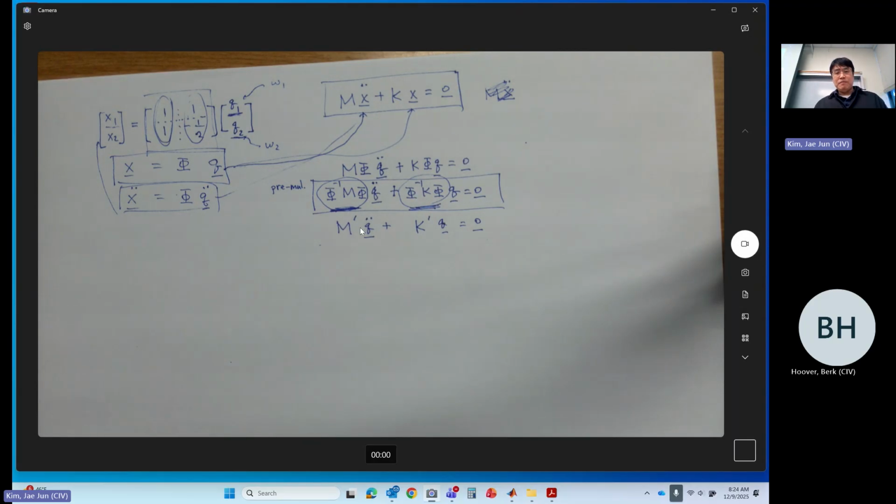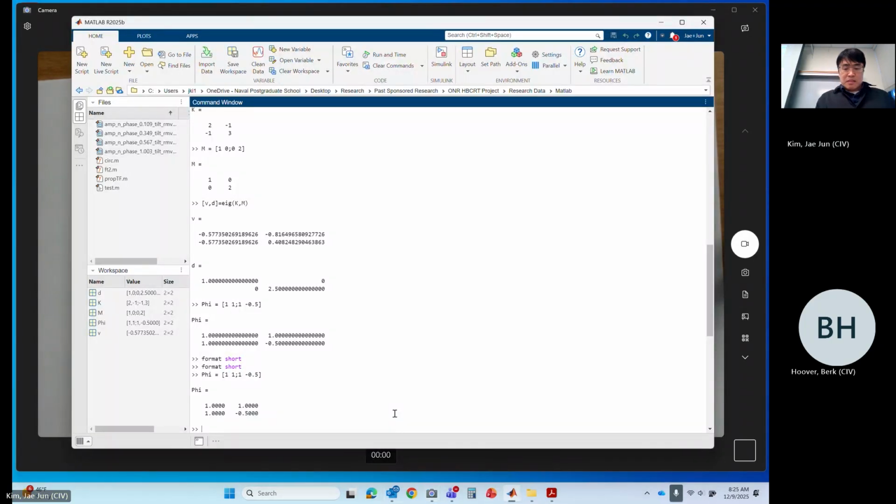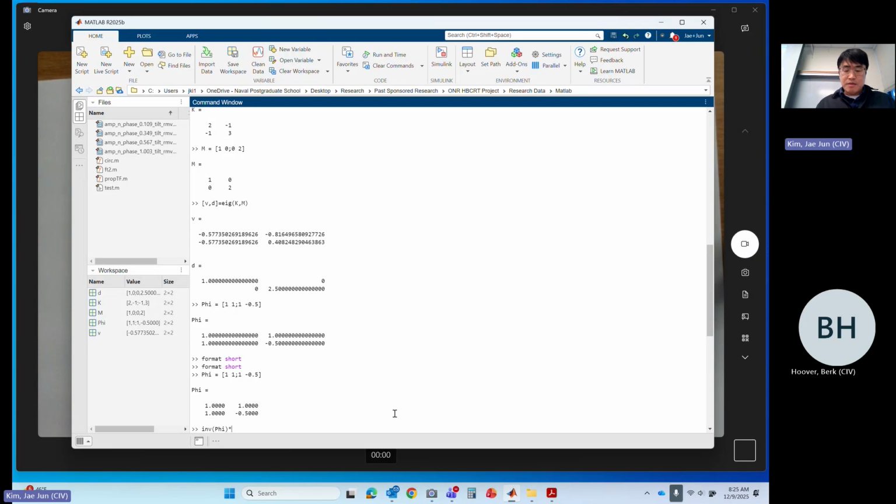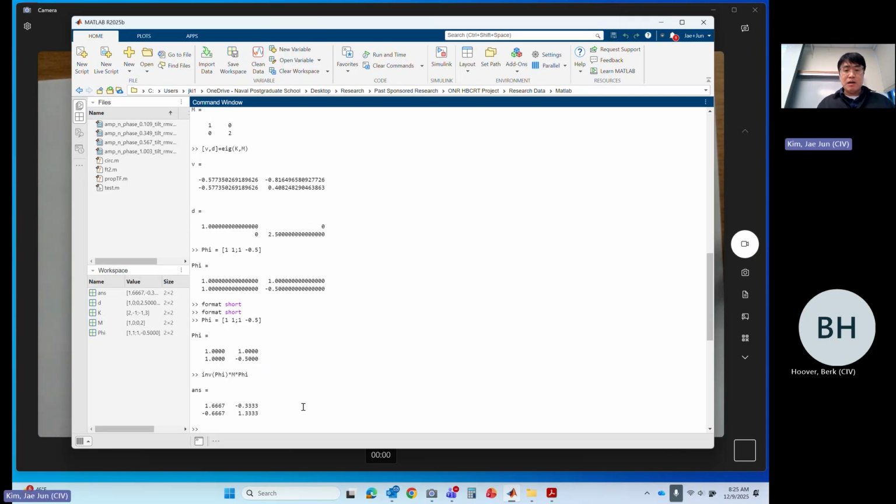So phi inverse M phi, right? So let's compute the inverse of phi times M times phi. So this becomes our modal mass. Wait, is our M correct?